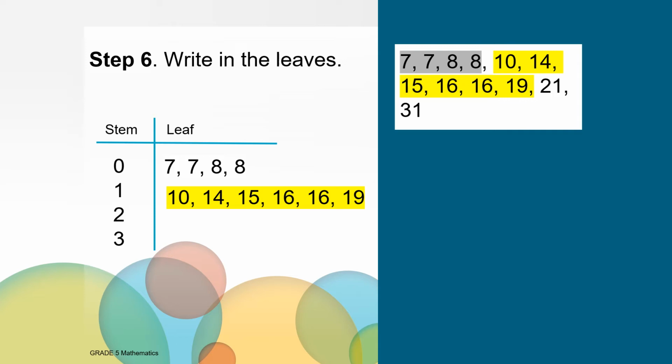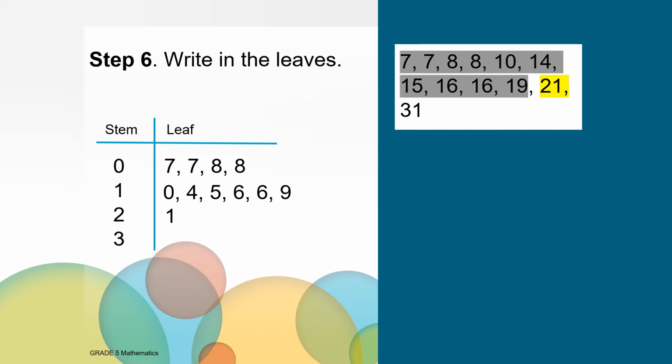But because all of my leaves should only have 1 digit in them, I need to delete all of my 10 values. I still have my values represented within my stem and leaf plot because my stem accounts for all of the tens. Here's the 10, 14, 15, 16, 16, and here's the 19 represented in the stem and leaf plot.